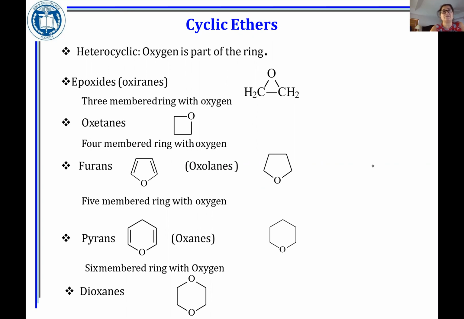And the cyclic ethers, just like the regular acyclic ethers, have oxygen attached to 2 carbons. That's the functional group for the ether. A general name for this molecule, just like you have a general name for benzene, is oxane. If you have 2 oxygens, it is a dioxane.